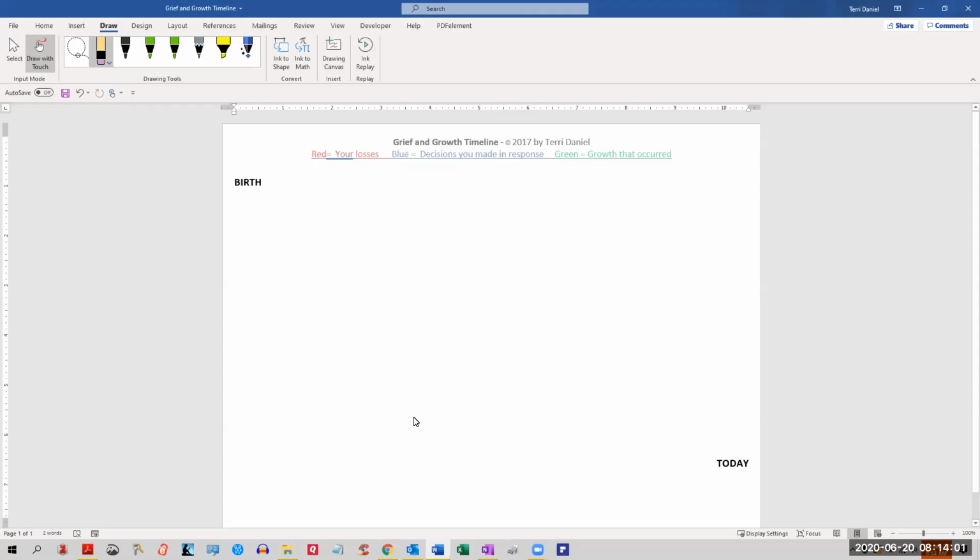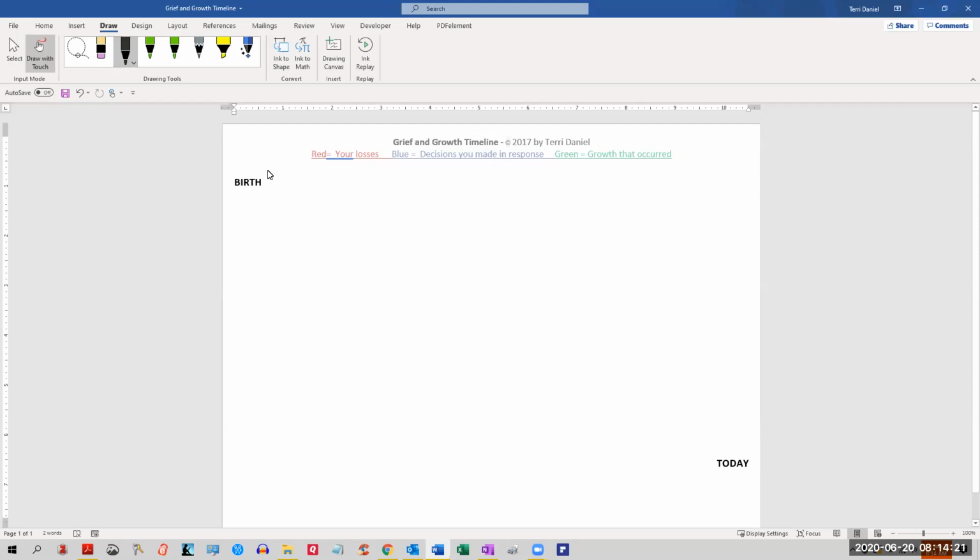Hello, everyone. I am now going to give you a demonstration of the grief and growth timeline, because it's really difficult to describe without demonstrating it. So here we go. You can do this on a blank piece of paper. You don't have to do it on a computer like I'm doing now.